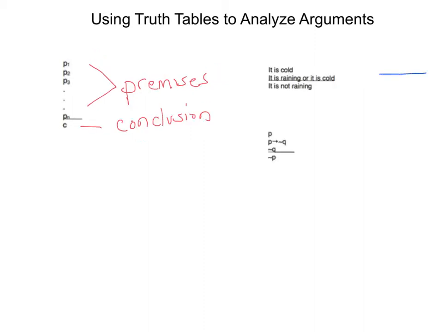The first argument has 2 premises, and it says, it is cold, that's the first premise. It is raining or it is cold, that's the second premise. And then the conclusion is it is not raining. In the second argument, we only have symbols, so there's no actual words that go along with the argument, but either way, it's not going to make a difference. We're going to be able to use truth tables in order to analyze both types of arguments. Let's take a look at how.